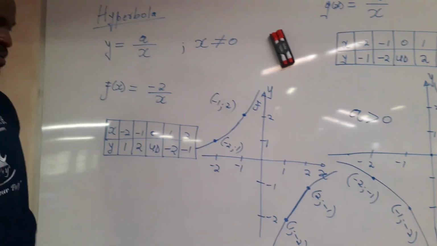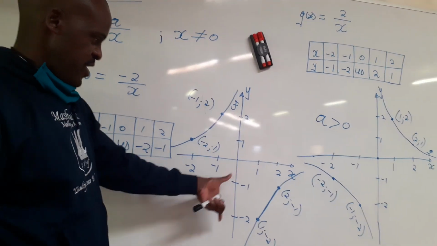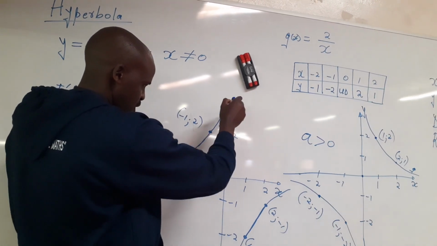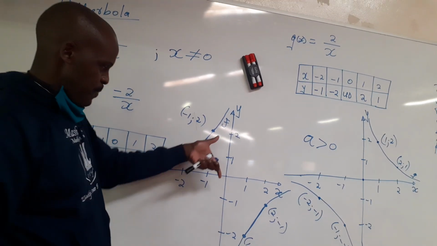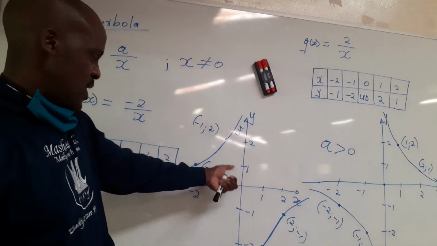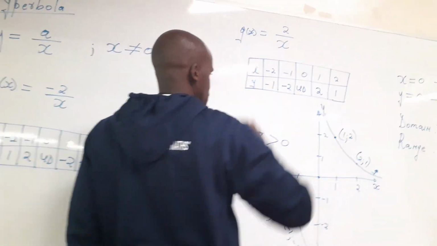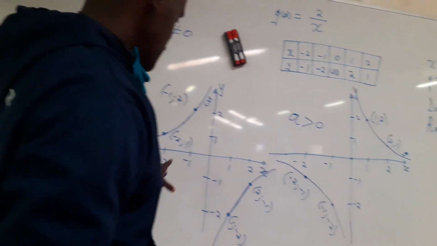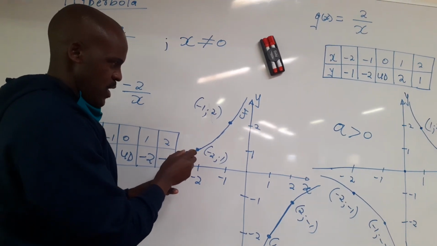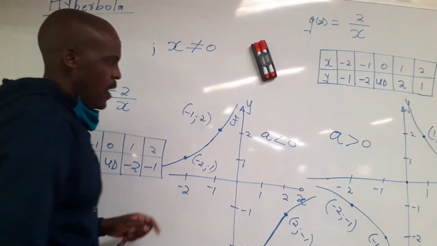Let's compare the two functions. The domain and the range are still the same. We do not touch the x-axis, we do not touch the y-axis, which means our asymptotes would be the same as we did on this graph where a is positive. I just want us to check and compare the two functions where a is negative. Our a here is negative.